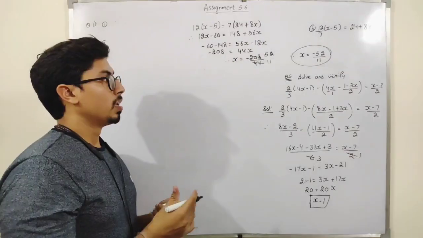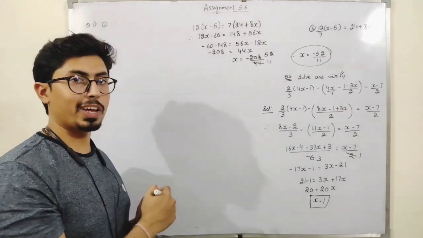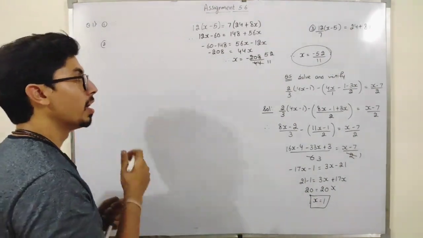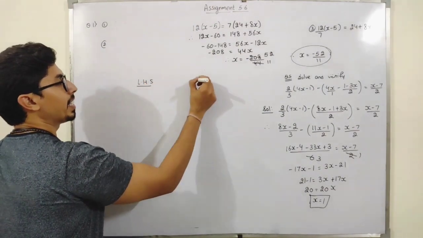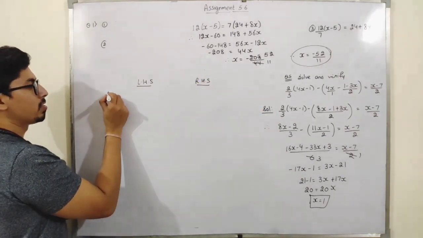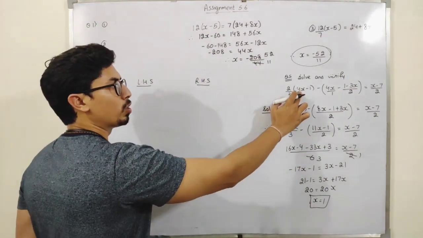Okay. So now students, I have to verify this particular solution that I obtained. That means I have to check whether x equals 1 is the solution or not. Okay. Now students, to verify, just take the LHS and then take the RHS. See, LHS is 2 by 3, 4. Take the value of x as 1. So 1 into 4 is 4.